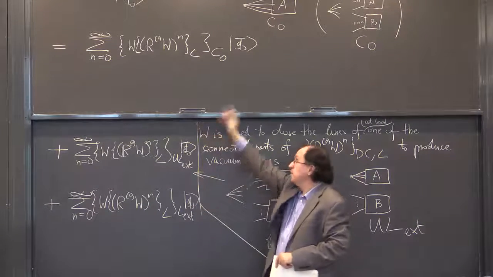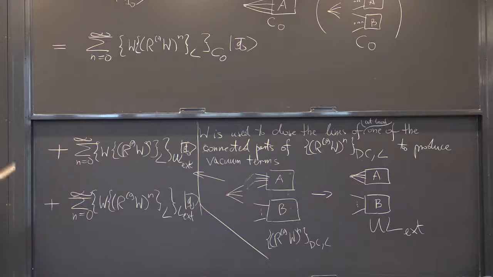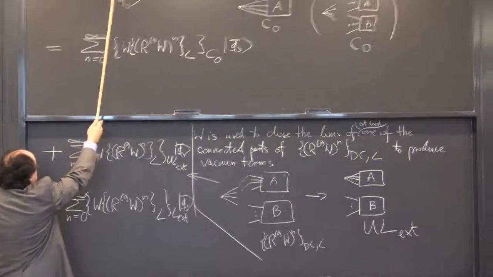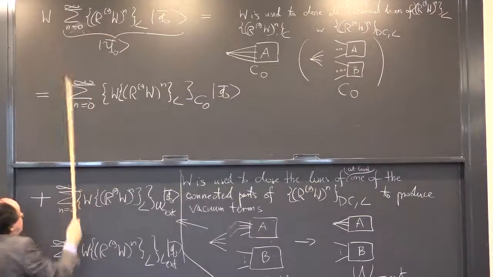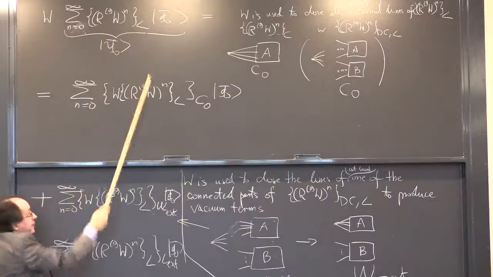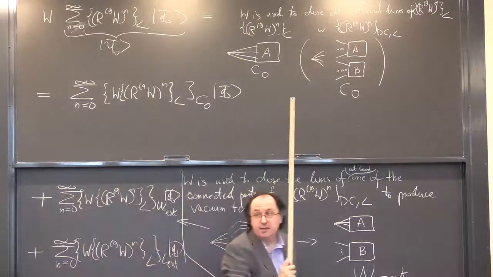Okay, so let me summarize this. That's the trickiest part. You just have to understand simply what can happen, and you have to make sure that we don't miss anything in the proof. So, I'm using W to apply it to this theorem. I can use W to close all the lines of these linked diagrams. That's what I did here. And we figured that they must be connected diagrams with no external lines.